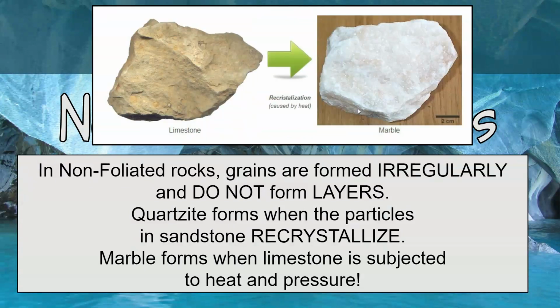Then you also have marble. So again, this marble has no banding. That's non-foliated. And this is happening when limestone is put under heat. It turns into that beautiful marble. So again, metamorphic rocks, they can either be foliated, which means banded or striped, or non-foliated, which is irregular without the layers.